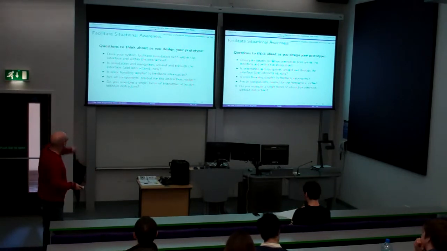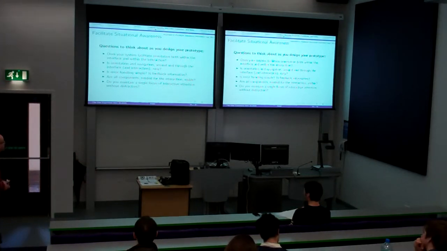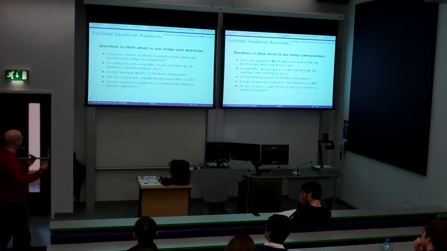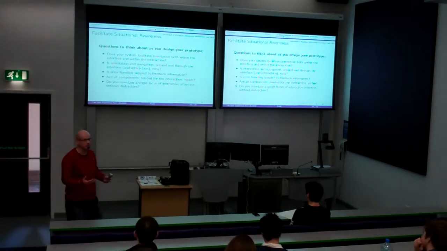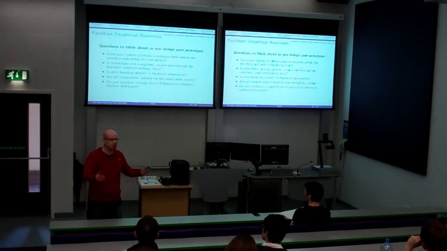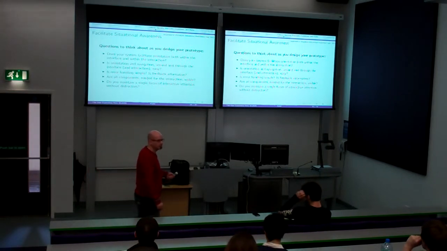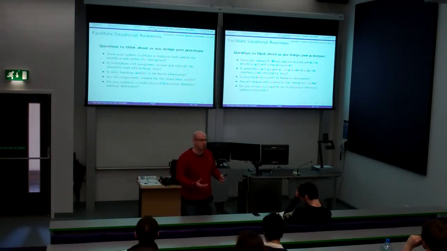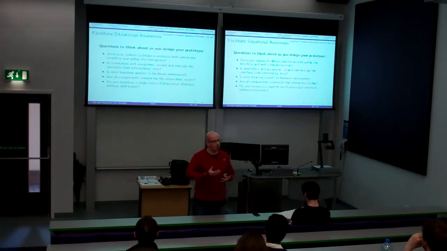Situational awareness, the one we've spoken about, is reasonably important. So does your system facilitate orientation within the interface and within the interaction? What do I mean by this? Orientation is kind of a property of awareness. So where are you looking? Where's your locus of attention being drawn? You know, Jef Raskin's idea of this locus of attention.